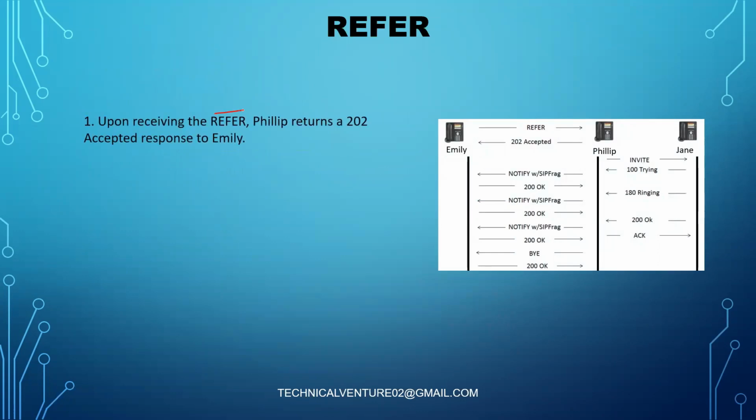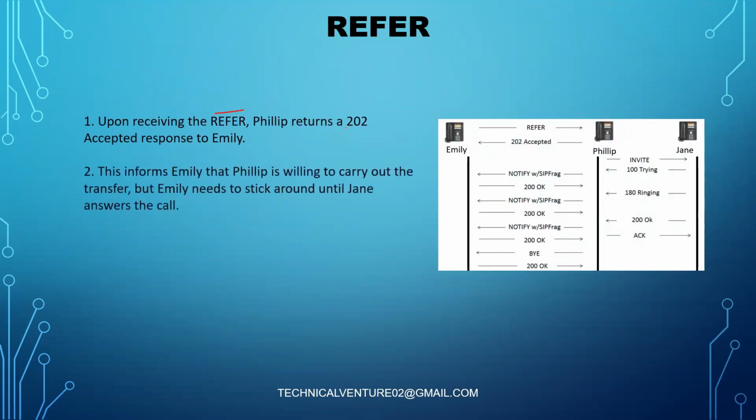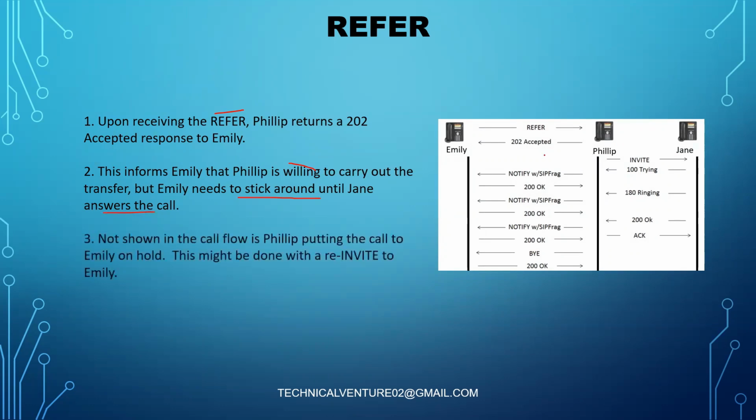Upon receiving the refer, Philip returns a 202 Accepted response to Emily, the first one. This informs Emily that Philip is willing to carry out the transfer, but Emily needs to stick around until Jane answers the call, because there is no bye message here before accepting the call. Plus Philip puts the call to Emily on hold. This might be done with a re-invite to Emily, right?